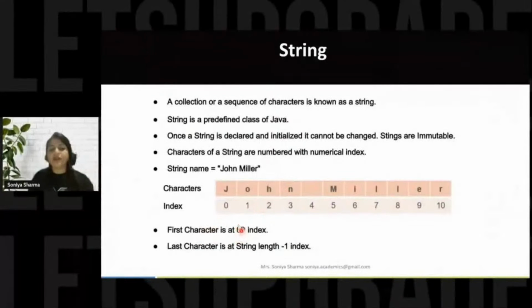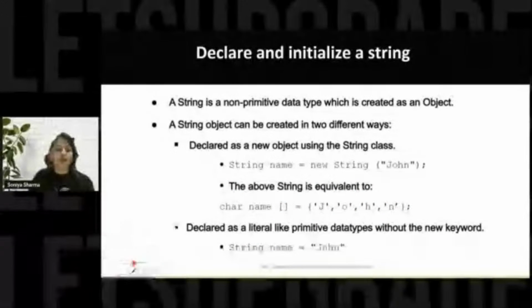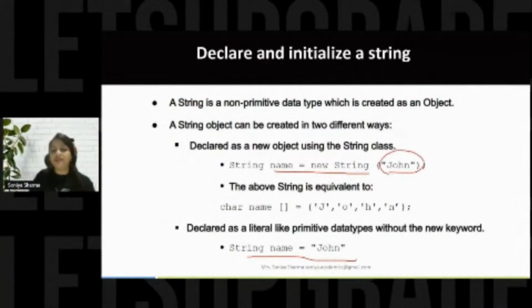See, first character is stored at 0th location. John Miller is there. J is stored at 0 and R is stored at 10th. The length will be always last index plus 1, that is 11. Spaces will also be counted. I have just explained the difference between new and this. What is the difference when this John is there and this John is there? This may appear same, but actually this is created in heap memory and this is created in the string constant pool.